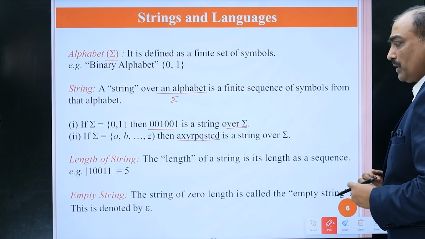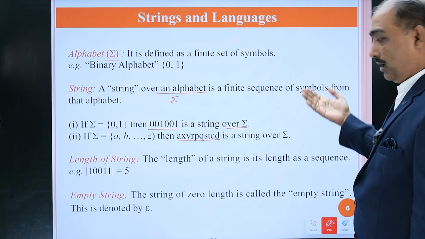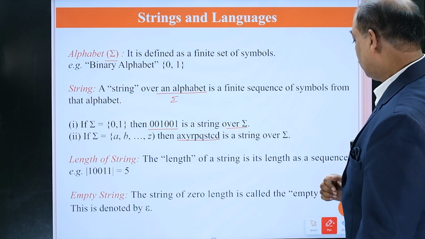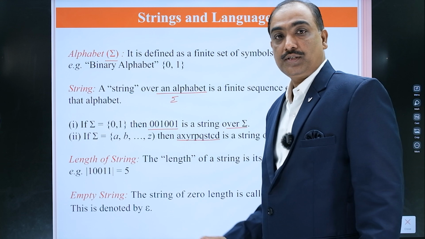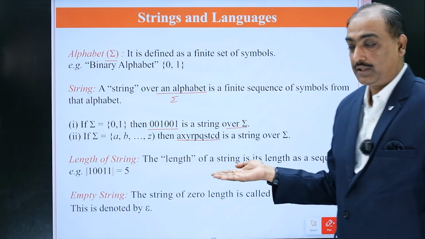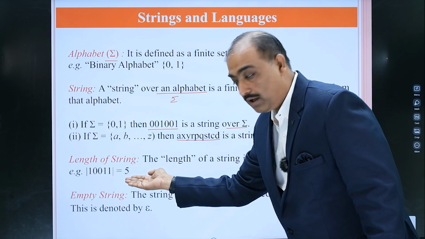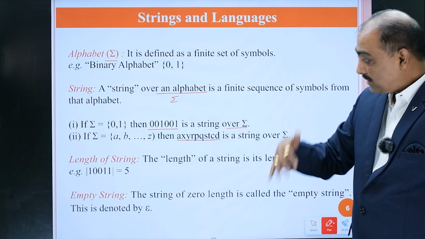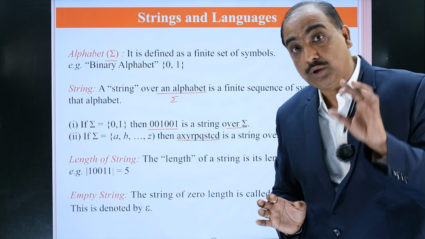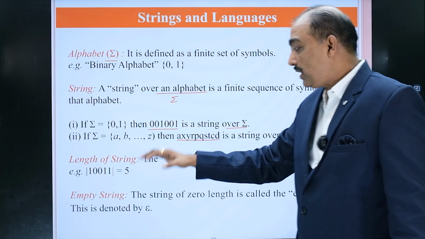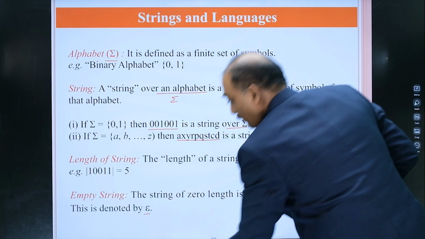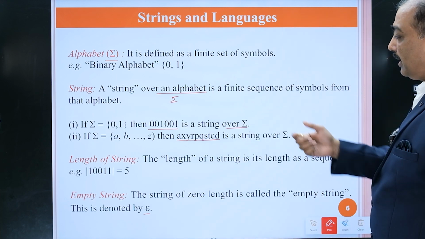Next is the length of a string. Simple. It is the number of elements in that string. So that becomes the length of the string. Finally, the empty string. When we speak about the length of the string, I have some elements in this string. That is, you can see there are 5 elements I have counted. That is the length of the string. In some cases, you might require a string which has length equal to 0. That is called the empty string, and this empty string is denoted by the symbol epsilon. So epsilon denotes an empty string.